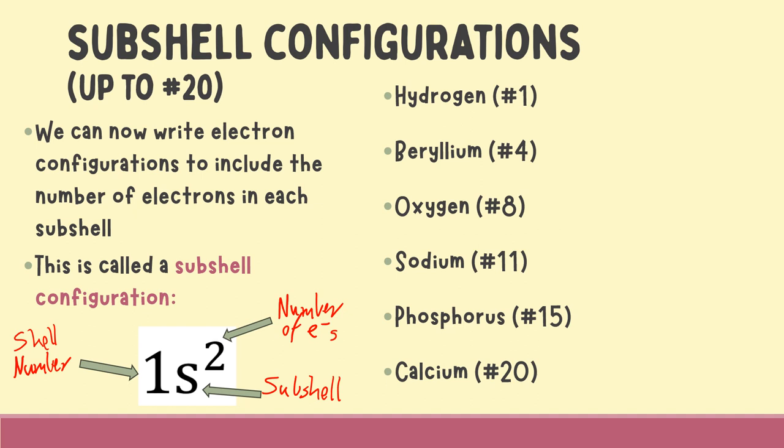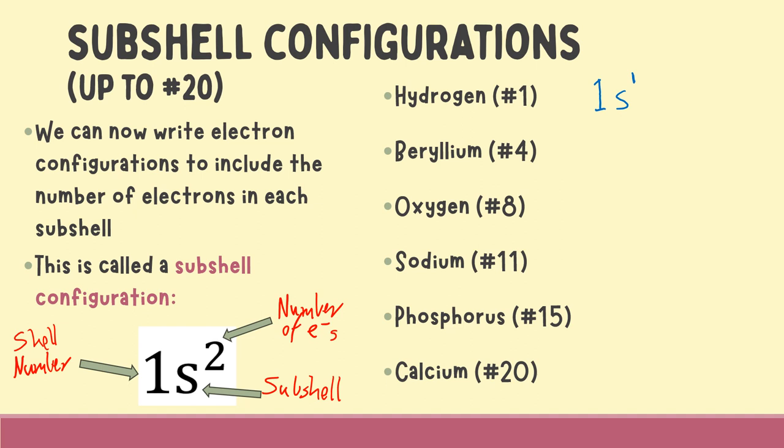So hydrogen is element number 1, so it only has 1 electron, which means it's going to have it in the first shell. The first shell only has an S subshell, and there's only going to be 1 electron. So that's the electron configuration for hydrogen.